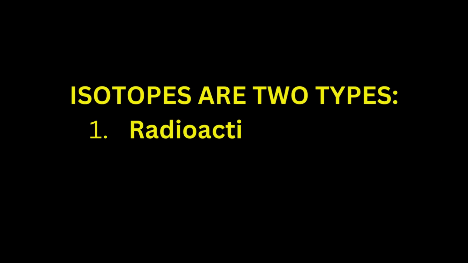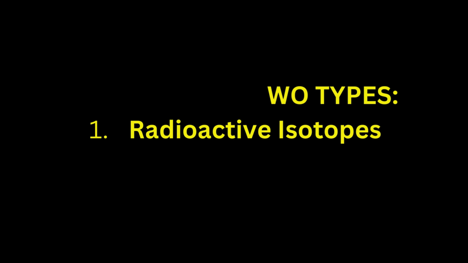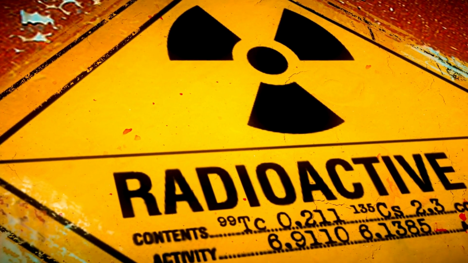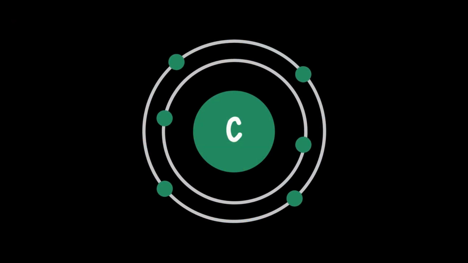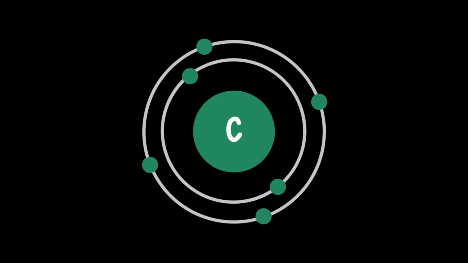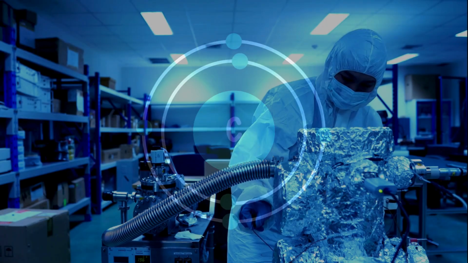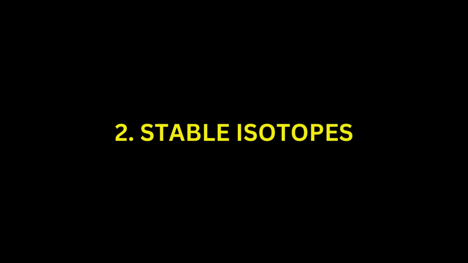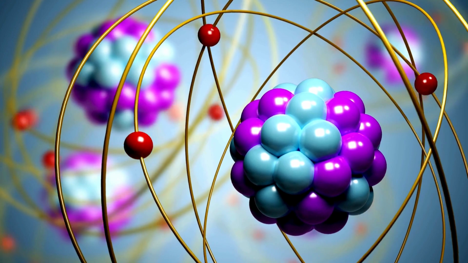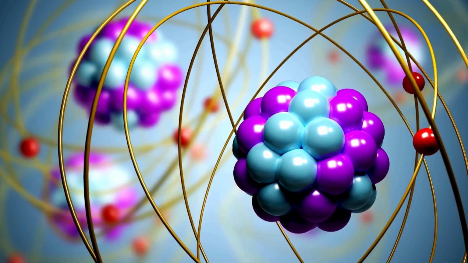There are 2 types of isotopes. 1. Radioactive isotopes. Some isotopes are radioactive, meaning they undergo radioactive decay over time, emitting radiation. Carbon-14 is an example of a radioactive isotope used in carbon dating for archaeological and geological purposes. 2. Stable isotopes. Not all isotopes are radioactive. Many isotopes are stable and do not undergo radioactive decay.